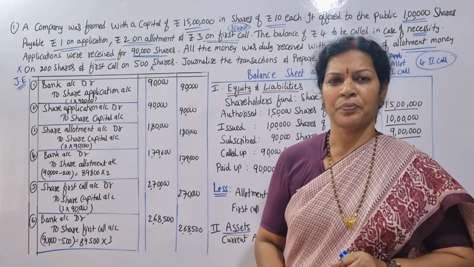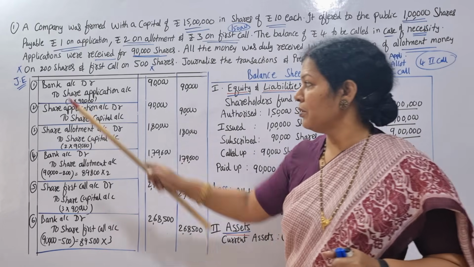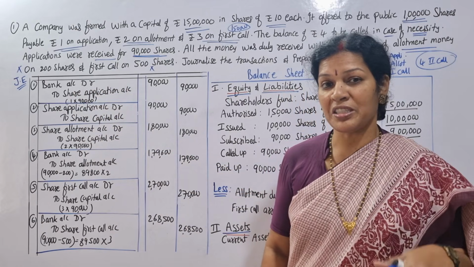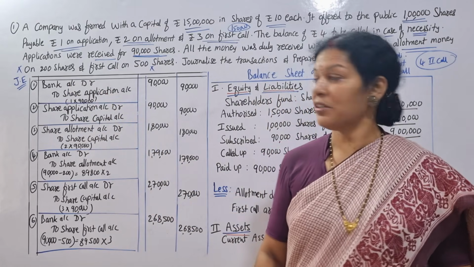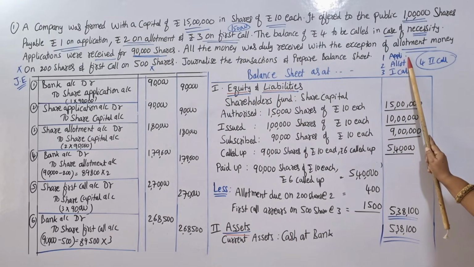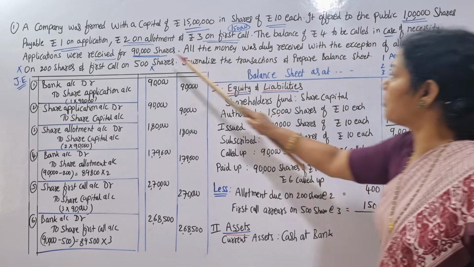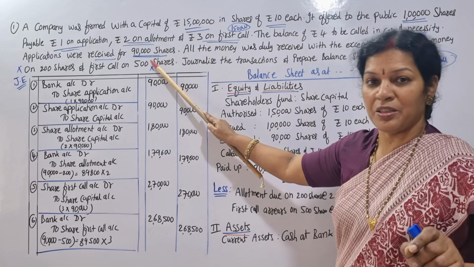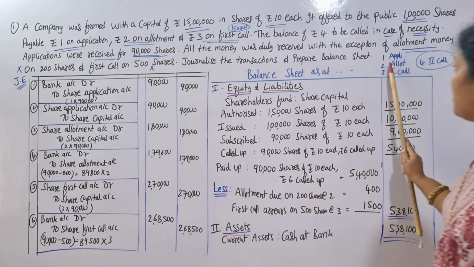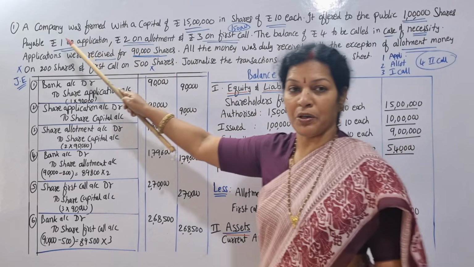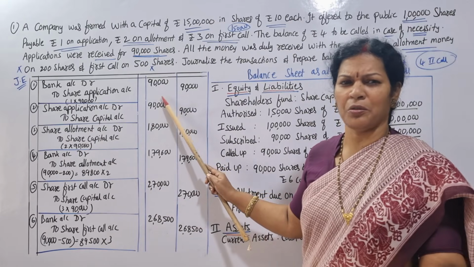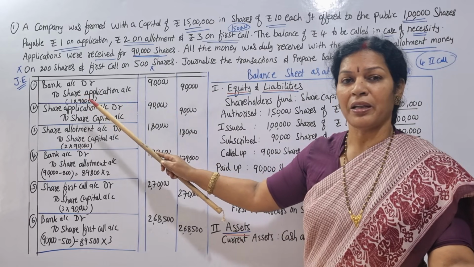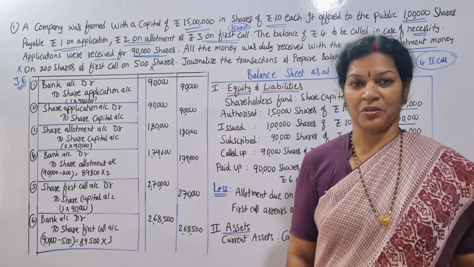Do you remember? Bank account debited to share application account. When you are receiving the application money, bank account debited to share application account. So for application, this is the first one. How many shares are there? You know that: 90,000 shares. Applications are received for 90,000 shares. What is the cost of each share? 1 rupee, as mentioned. So I have written here 1 into 90,000, which is 90,000 only.